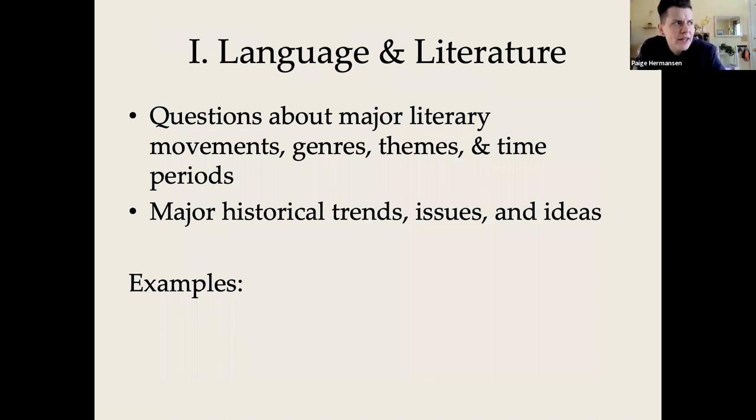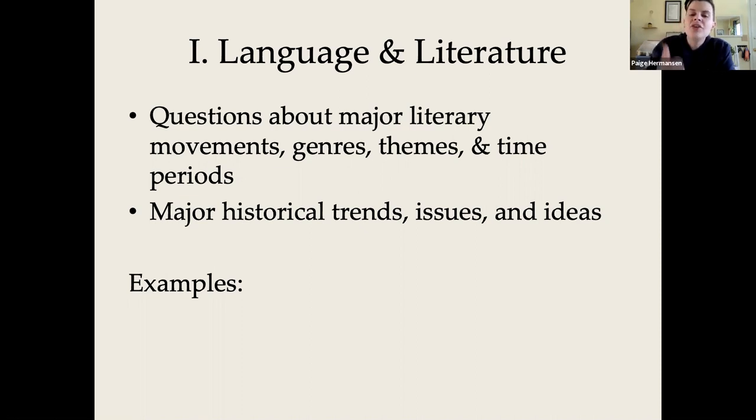So this first category is language and literature. So these are questions about major literary movements, genres, themes, and time periods. They also will ask about major historical trends, issues, and ideas. This is, I think, the most challenging area of the MTEL English subject test to prepare for, because there's not really a good cheat sheet for it other than just being familiar with major literary movements, genres, themes, and time periods. There's not really a great shortcut other than you need to have good content knowledge. You need to have good content area knowledge of these subjects.